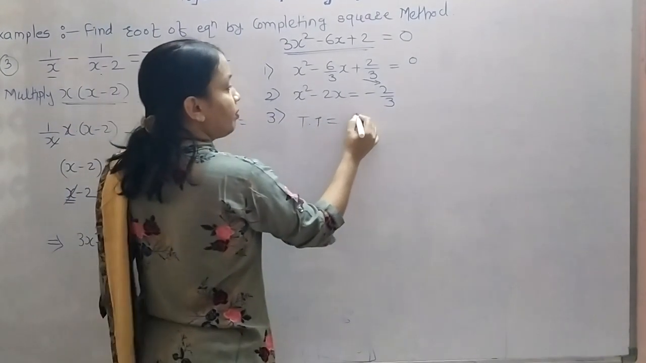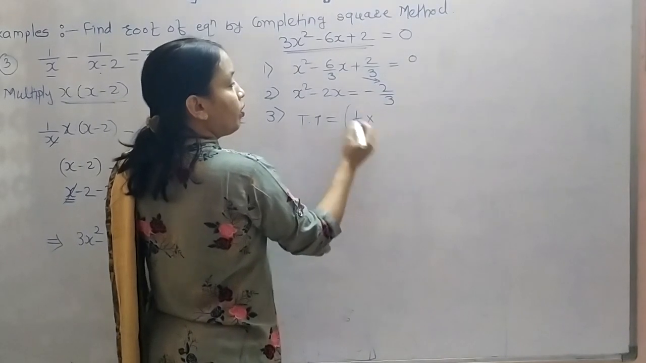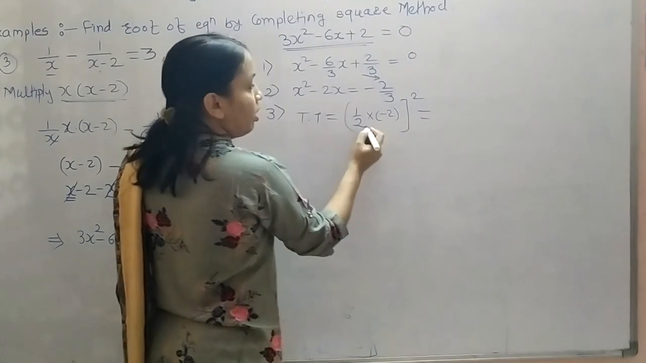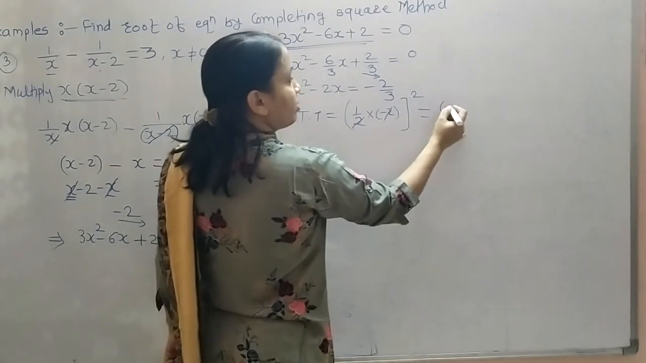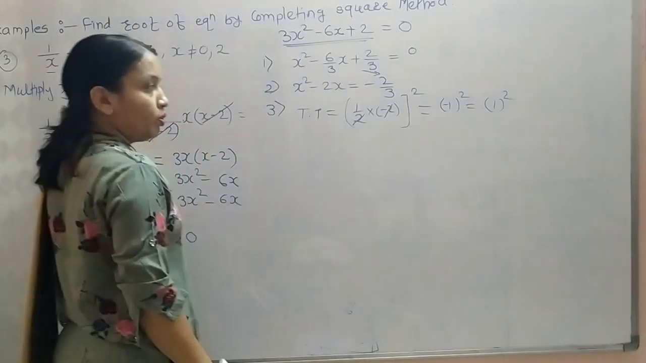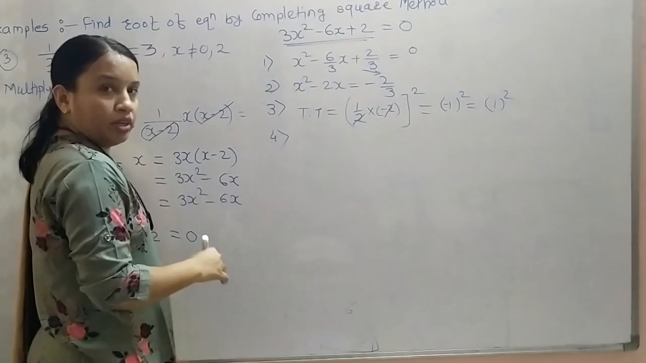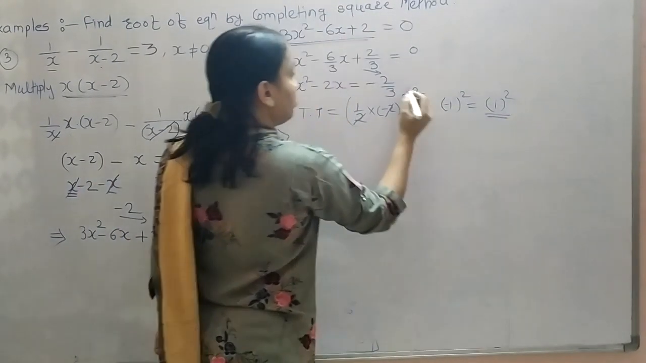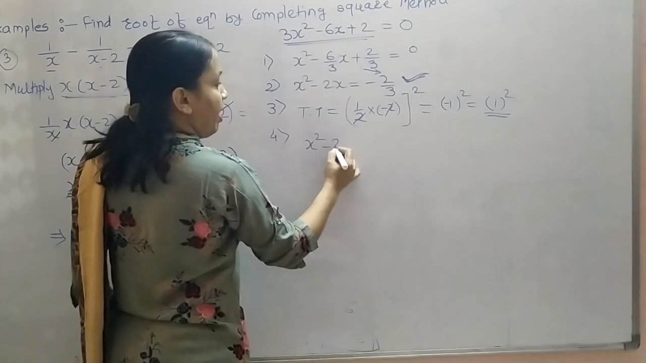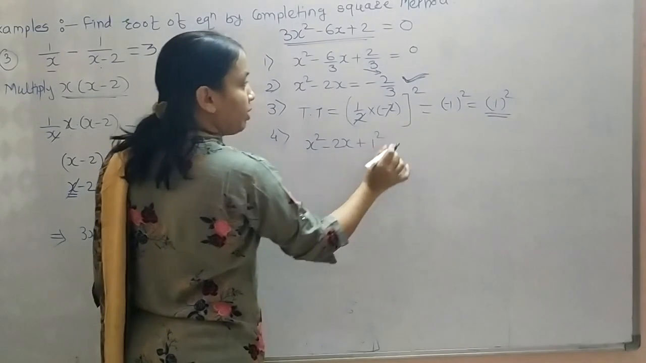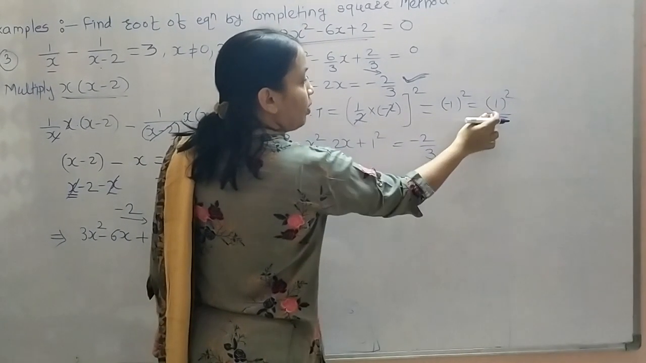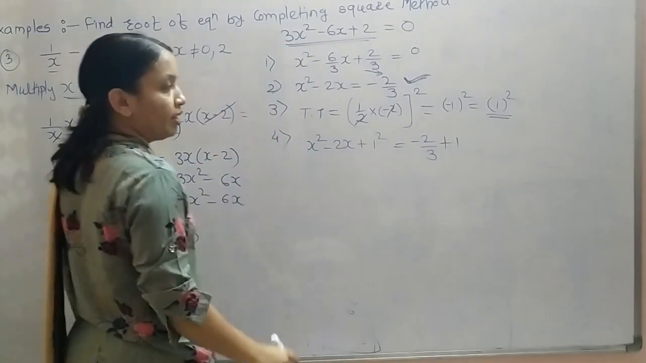Okay, the third term is half into the coefficient of x, that is minus 2, bracket square. Now 2 and this 2, that is minus 1 square. You can write it as 1 square. Okay, now what is the fourth term? Add this third term to both sides, that is x square minus 2x plus 1 square is equal to minus 2 by 3. 1 square is nothing but 1, so I am writing only 1.